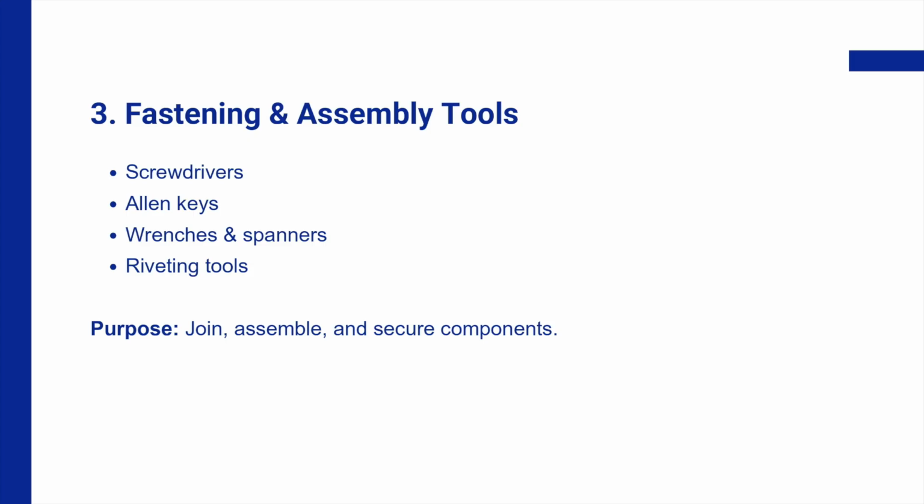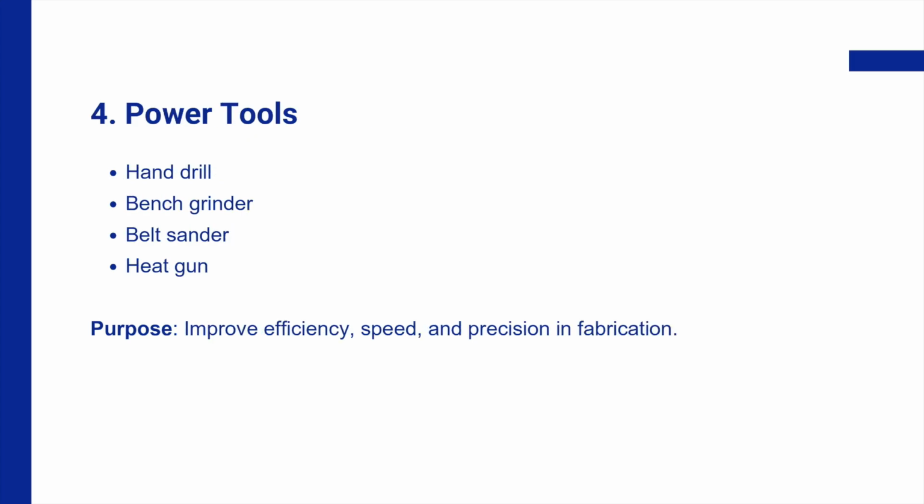And then we have power tools. These are tools that use electrical or mechanical power to perform tasks more efficiently than hand tools. For example, the handheld drill, which we have in the lab, grinders, sanders, and also heat guns. Power tools allow engineers to work faster and achieve more consistent results.